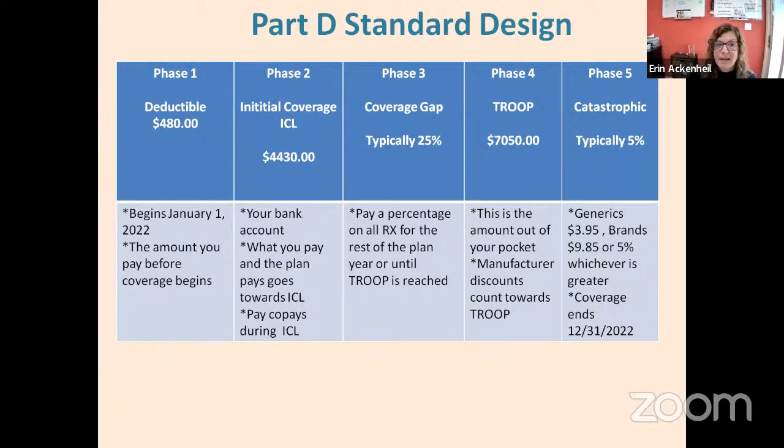If your client is taking medications like atorvastatin and low-cost generics, they're probably not going to use up their bank account in a given year. But if they're taking something expensive, like a brand name medication, they may use up their initial coverage. A great example of this is a prescription we see commonly advertised on TV. It's called Eliquis. It's a blood thinner and it's expensive. It runs about $500 per month.